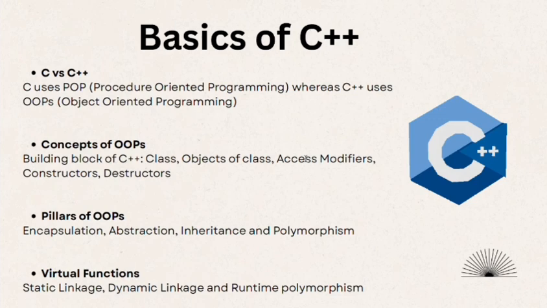a special function that automatically runs when an object is created. And last, destructors, a special function that runs when an object is deleted to free the memory. It is basically used to free the memory. Pillars of OOPS. In this, we'll learn encapsulation, abstraction, inheritance, and polymorphism.